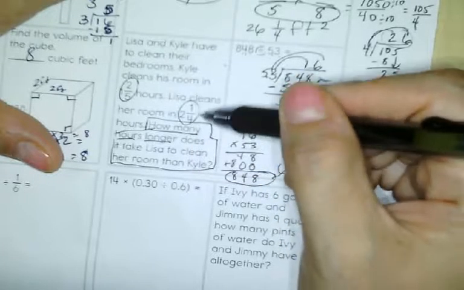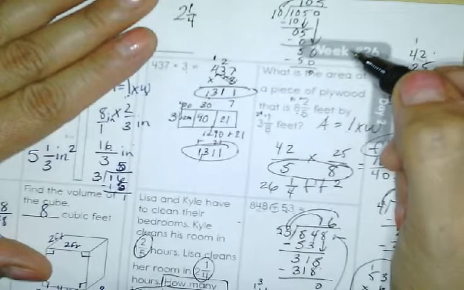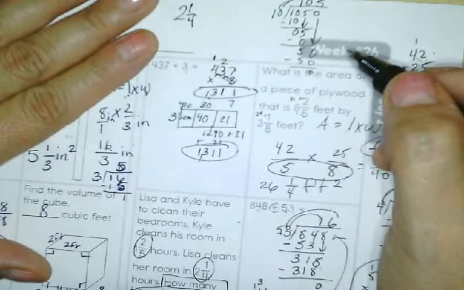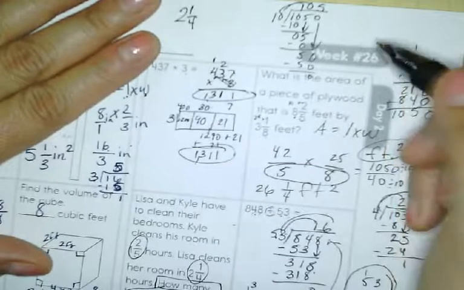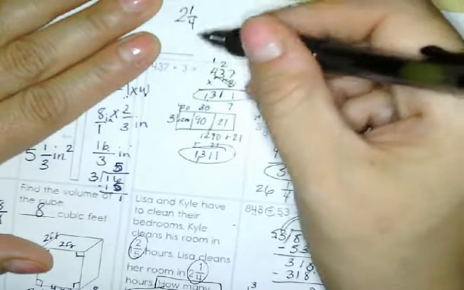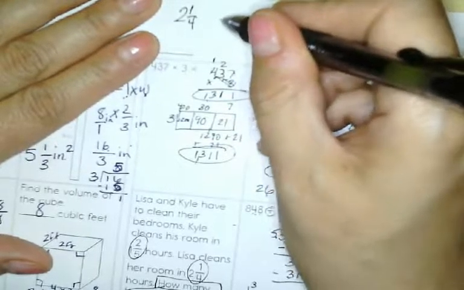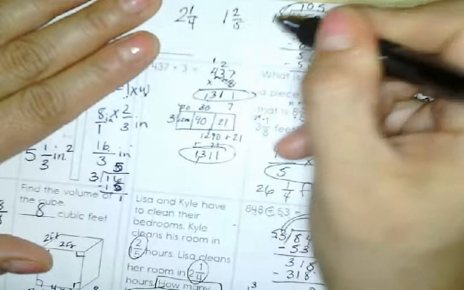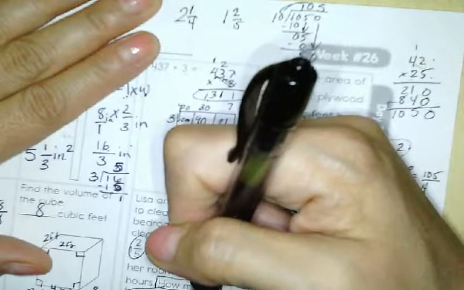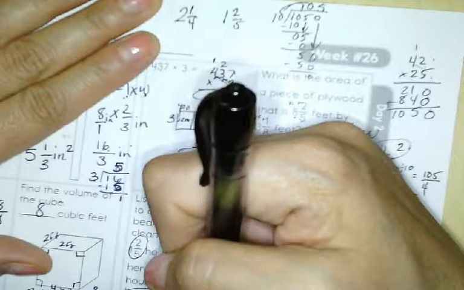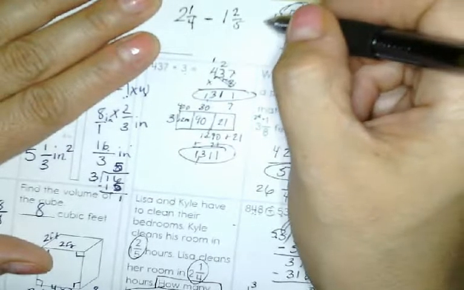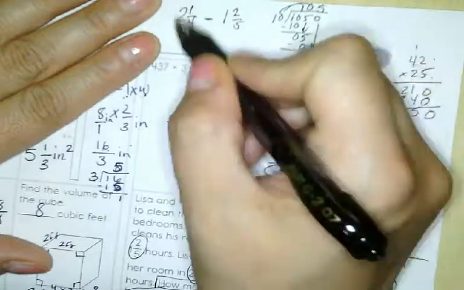Well, Lisa cleaned it in 2 1/4 hours, so I'm going to put the math up here. 2 1/4 hours, and I hope your paper looks like mine, because then it shows that you are showing me your thinking, and I need to see your work, so that will help me understand where you need help. So this is how much Lisa cleaned her room in, and then it took Kyle 1 2/5 hours. So we're trying to find out how much longer it took Lisa to clean her room than Kyle. We know we have to use the operation of subtraction. We can't subtract here because we don't have a common denominator.